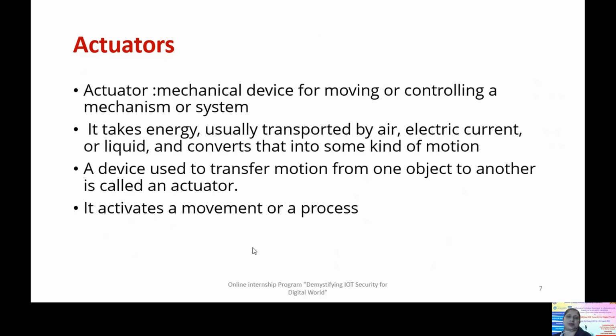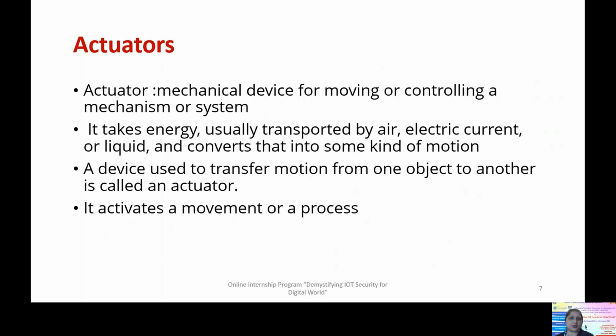Now we go for the actuators, the second important component of your IoT. So what is the actuator? It is a mechanical device for moving or controlling a mechanism or the system.